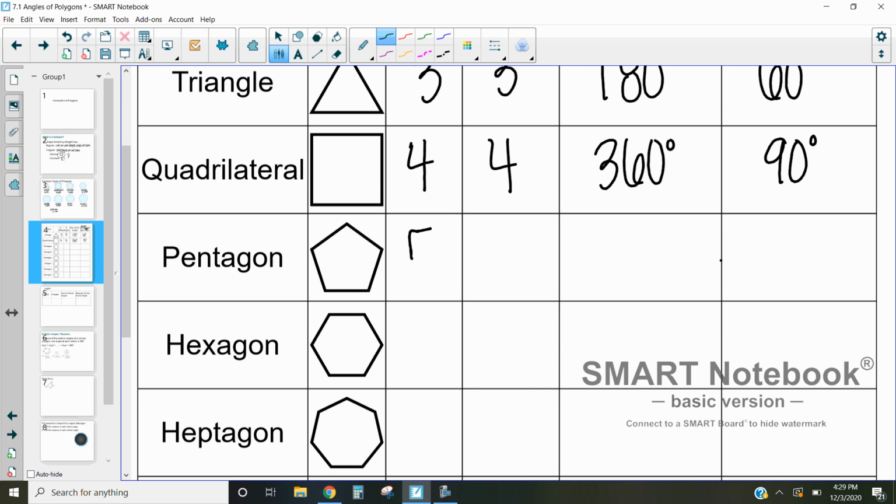Okay, let's take a look at a pentagon now. I know that it has 5 sides, and I can count that it has 5 angles. But what is the sum of its interior angles? Well, I don't know that off the top of my head. So just like we did with that quadrilateral, I'm going to divide it up into triangles. I'm going to go from this point to some of the opposite points.